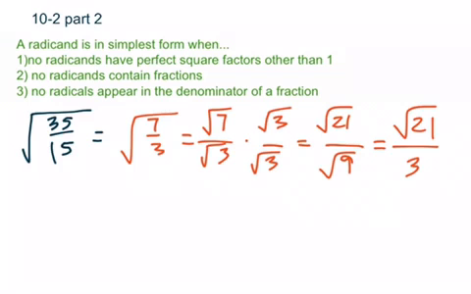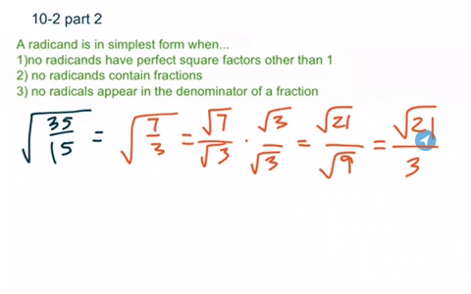Let's look at all three tests here. For number 1, no radicands have perfect square factors other than 1. We look at the square root of 21. We have no perfect square factors, just 7 and 3, 1 and 21. So we're good there. Now let's look at whether we have a fraction underneath the radical like we had in the beginning. No, we don't.